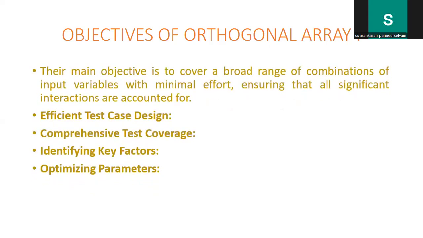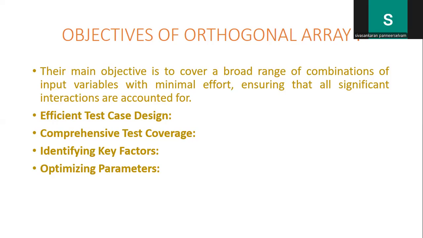What are the basic objectives of orthogonal array in design of experiments? The primary objective is to address the broad range of combinations of input variables with minimal effort, ensuring that all significant interactions are accounted for. Using a minimum number of experiments, we can find out the significance of the output response variable for various multifactorial designs.